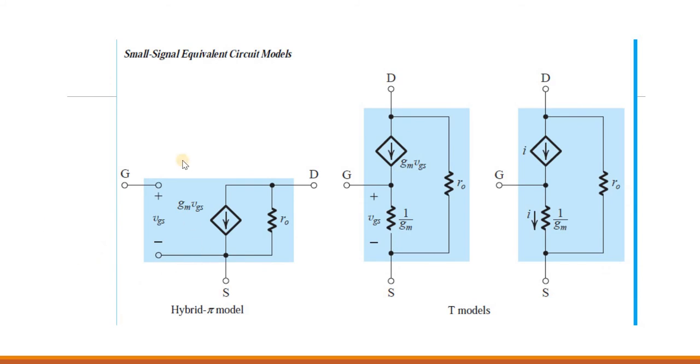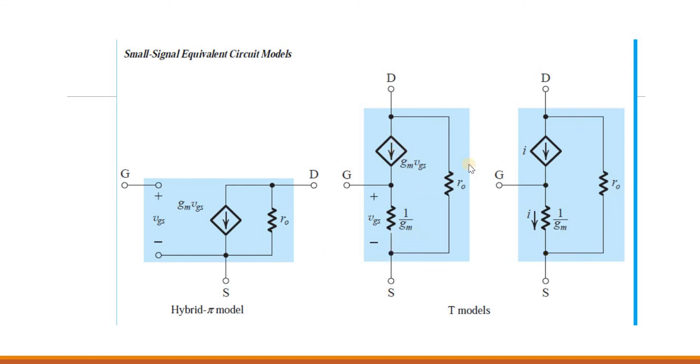So this is a hybrid pi model which includes R naught. In the discussion till now, the small signal model, that is the T model, we have not included this R naught. We can include it, but if I include it, the analysis becomes complex. That is why they have omitted R naught. There is an R naught actually, but they have excluded it. So this is a hybrid pi model, and from this we have derived the T models.